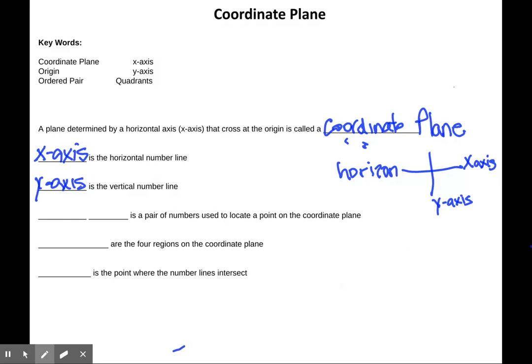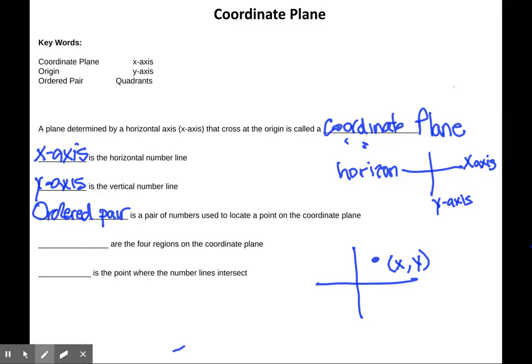A blank is a pair of numbers used to locate a point on the coordinate plane, and that is an ordered pair. So all of these plots on a graph are called ordered pairs. You've got this little dot right here. An ordered pair is written with parentheses. You write whatever is on your x-axis first. Then you write whatever is on your y-axis. So your y goes second.